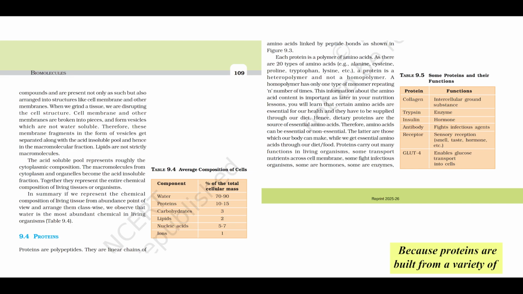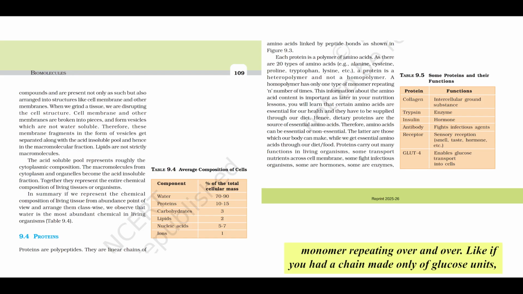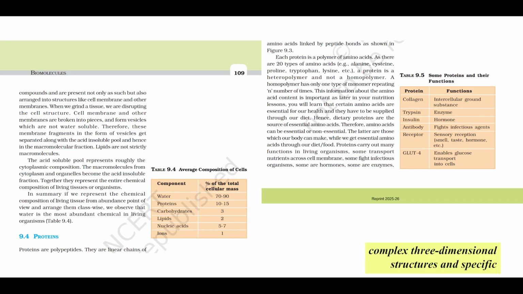Because proteins are built from a variety of these 20 monomers, they are always heteropolymers. Hetero meaning different. Heteropolymer, okay, made of different units. Right. This is a key distinction. A homopolymer, in contrast, would be made of only one type of monomer repeating over and over. Like if you had a chain made only of glucose units, that would be a homopolymer. Proteins are never homopolymers. They need the diversity provided by those 20 different amino acid R groups to create complex, three-dimensional structures and specific active sites required for their vast range of functions. That variety is essential for their function.